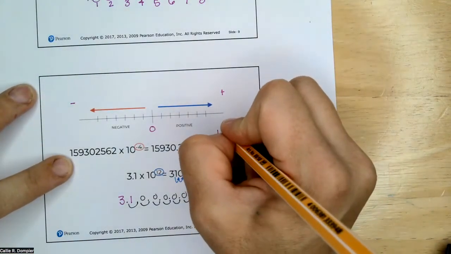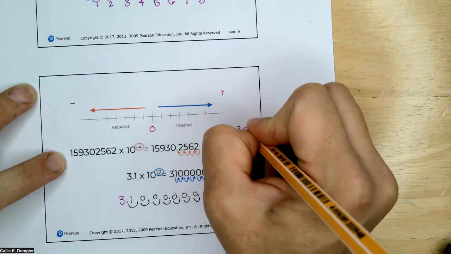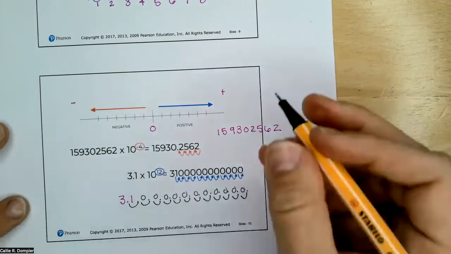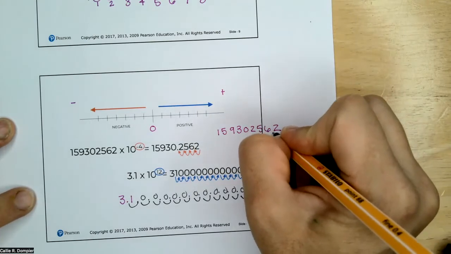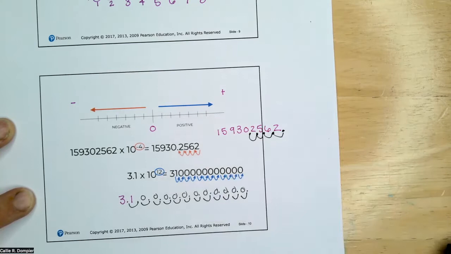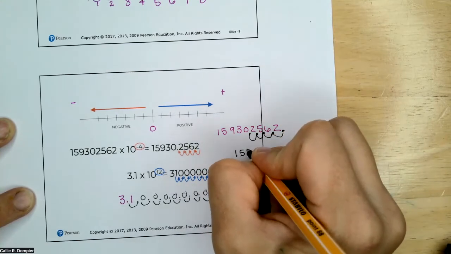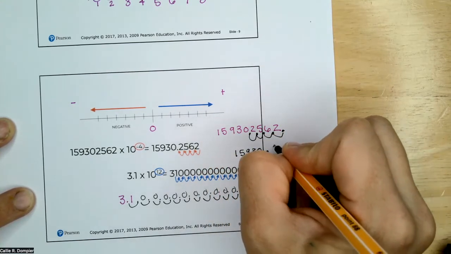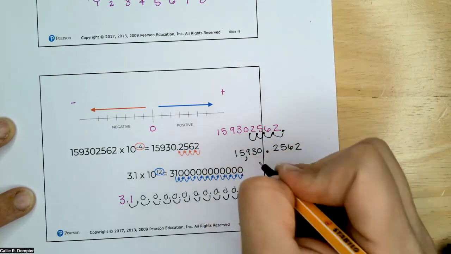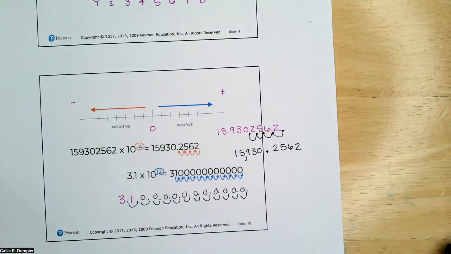Here I have 1, 5, 9, 3, 0, 2, 5, 6, 2. 10 to the negative fourth. My decimal point's right here. I'm just going to go 1, 2, 3, 4 in the negative direction. So I have 15930.2562 as my answer. Okay.